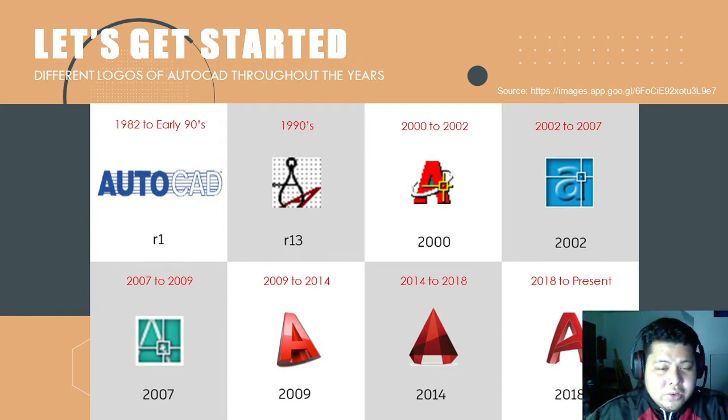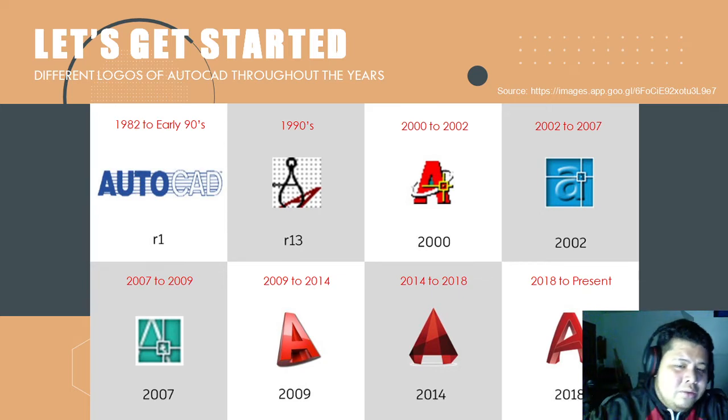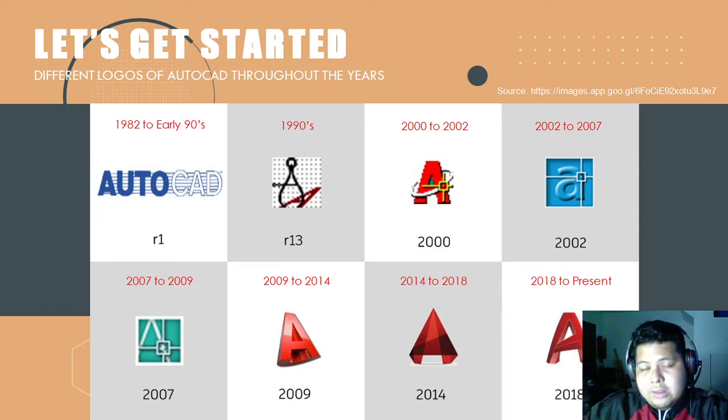And on your screen are the different logos or icons that AutoCAD used throughout the years. The very first is the one on the upper left, which was used by AutoCAD from 1982 to the early 1990s. And the version of the logo or icon that I caught up with is the second one from the upper left. That is the version of AutoCAD from release 13 and 14, used in the late 1990s.